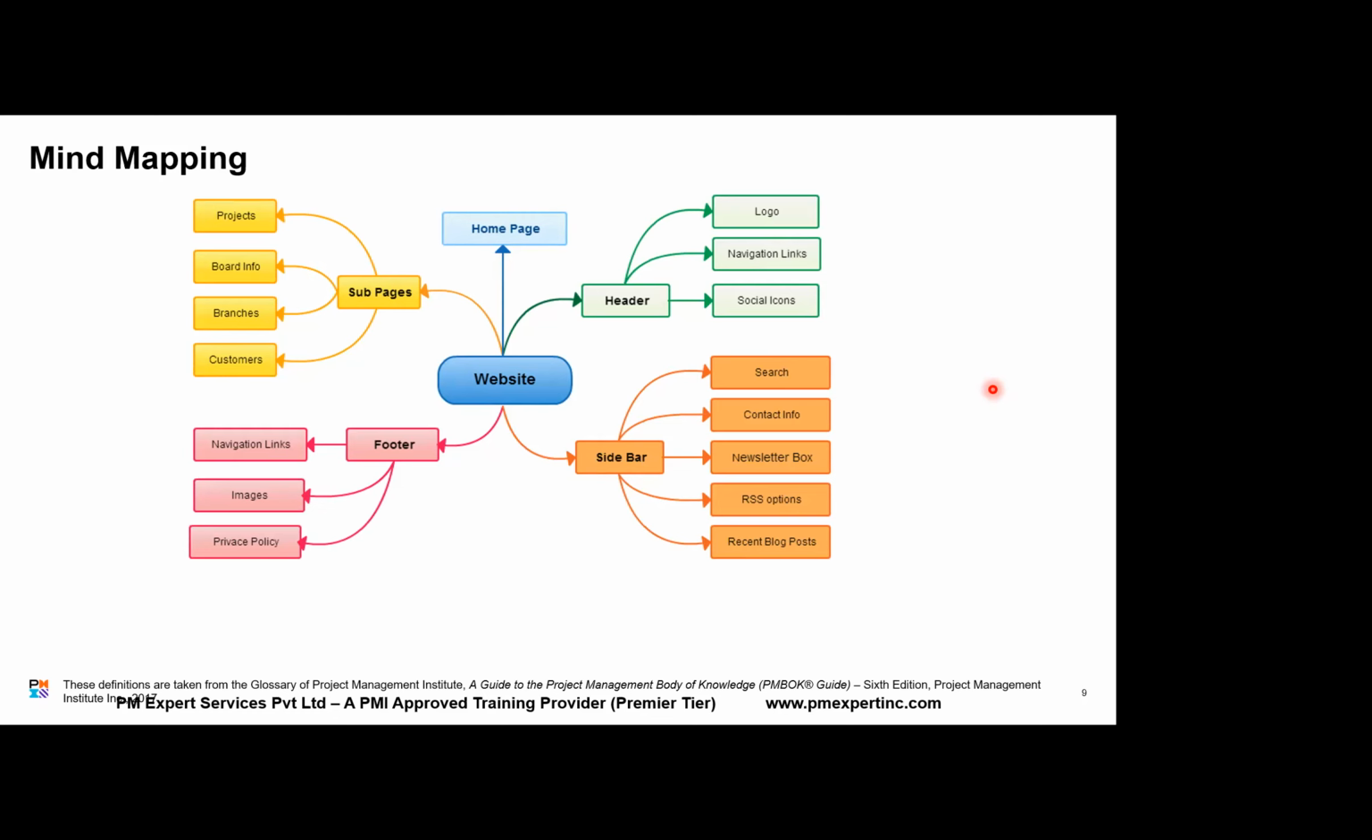For example, when you click website, you get header. When you click header, you get logo, navigation link, and social icons. But tell me, which is easier to interpret? Which is easier to interpret, a mind map or a set of textual requirements?